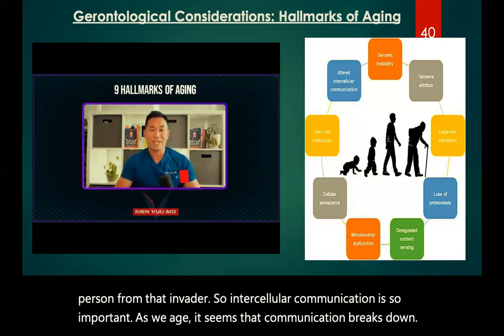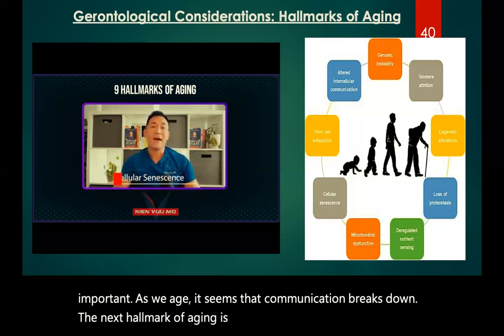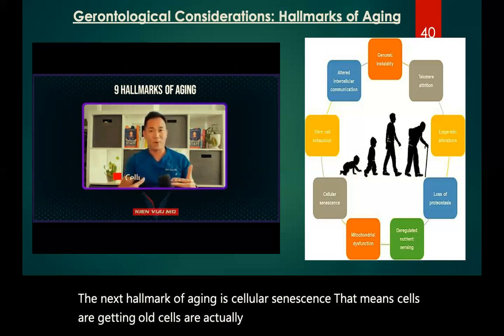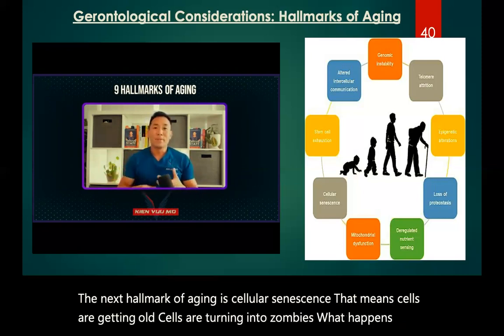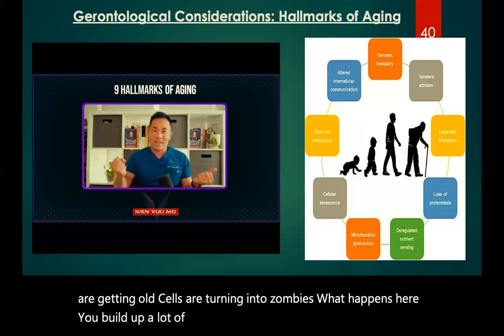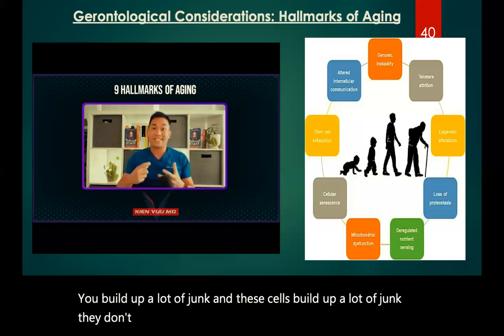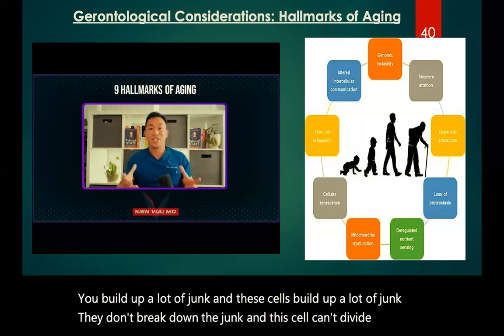The next hallmark of aging is cellular senescence. That means cells are getting old. Cells are actually turning into zombies. What happens here? Well, these cells build up a lot of junk. They don't break down the junk, and the cell can't divide anymore, and it's just sitting around.